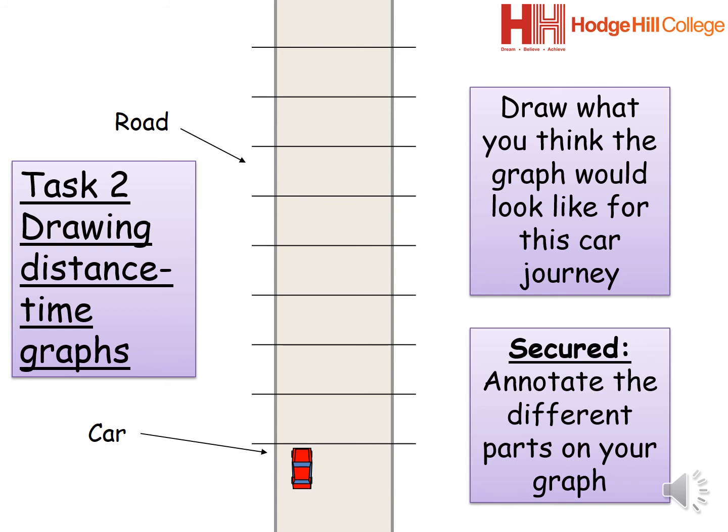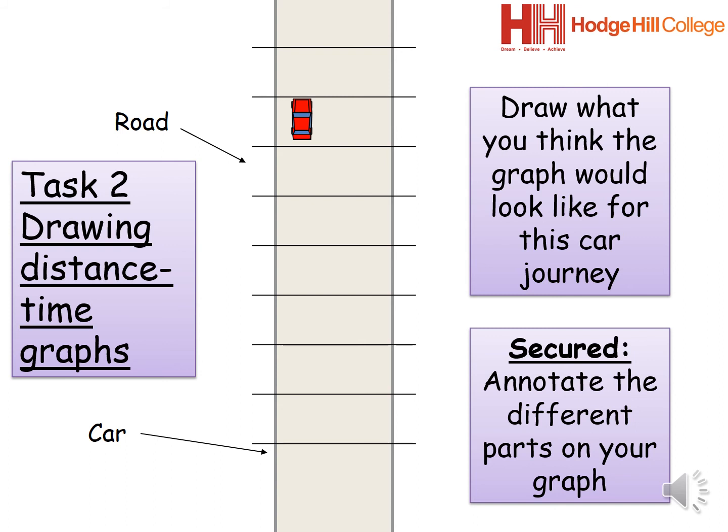So let's look at the movement of the car during its journey. At the start the car was stationary, it then moved slowly, then it moved quickly, it was then stationary for a second time, it moved slowly for a second time, and it was then stationary for a third time.